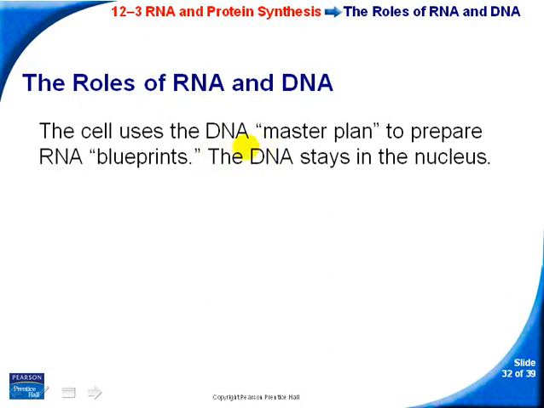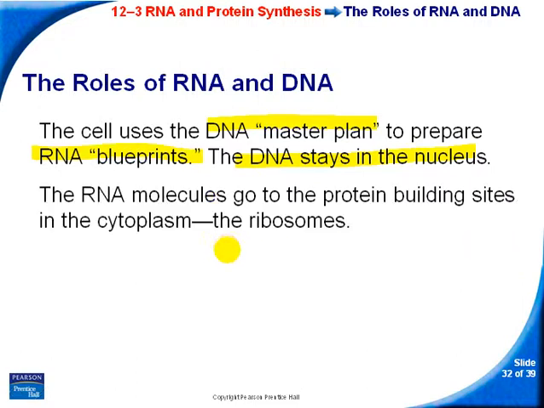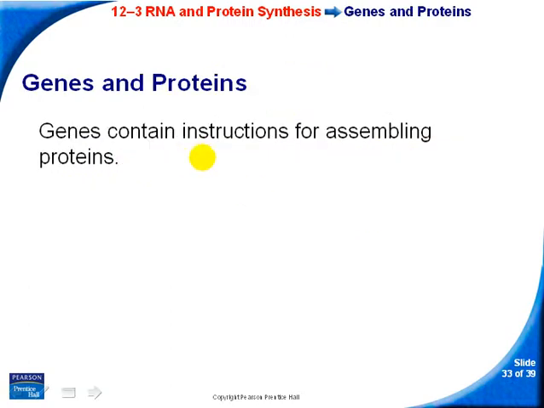So once again, we talked about the DNA being the master plan, and then RNA is what they call a blueprint. I call it a copy. The DNA never leaves the nucleus. It's much too important to leave the nucleus where it could be lost or damaged. So the RNA is basically a copy of just the gene. The RNA molecule then goes to the ribosomes, where the proteins are built.